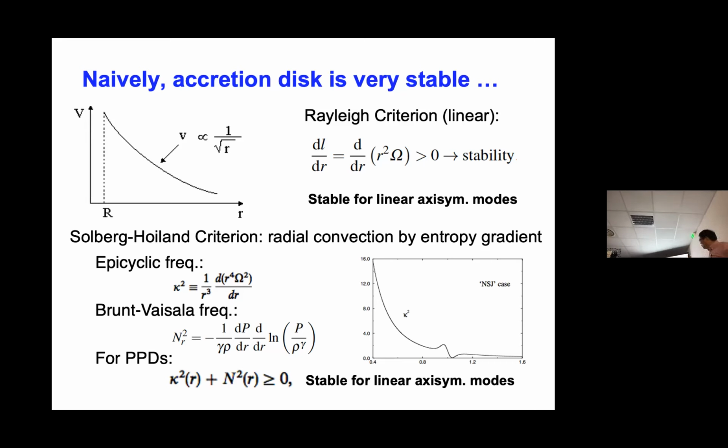Is how do you destabilize this kind of flow, causing mass to go through the disk and end up on the sun. That's called the accretion problem.